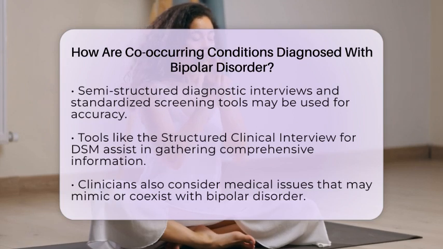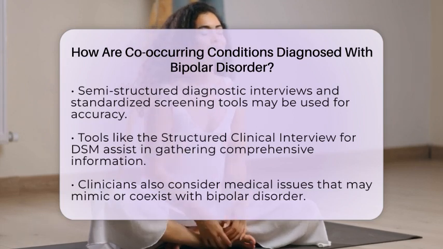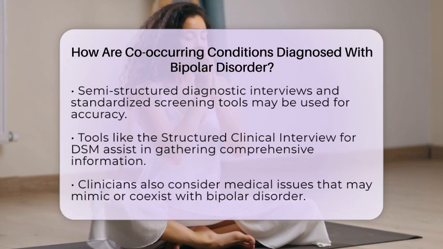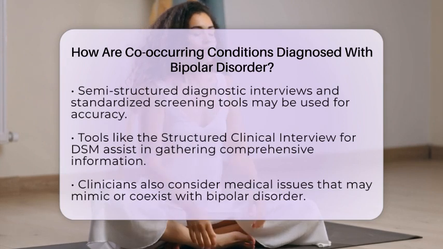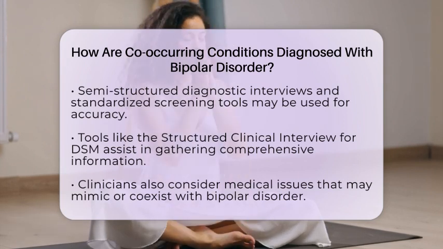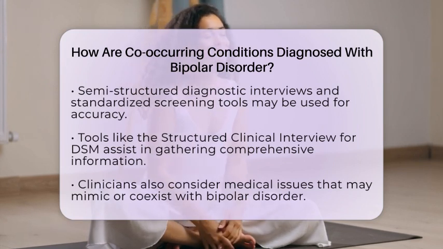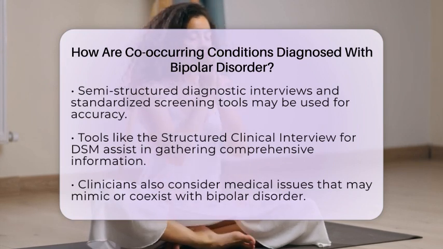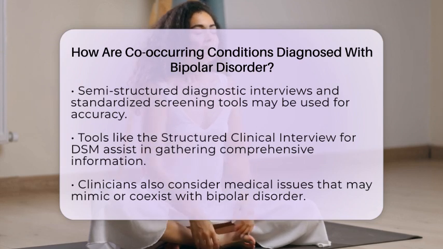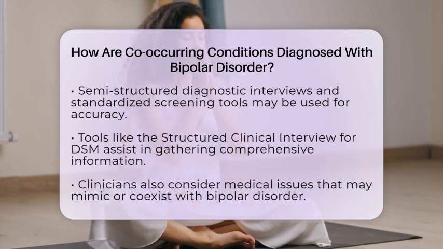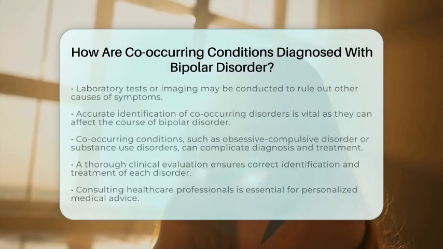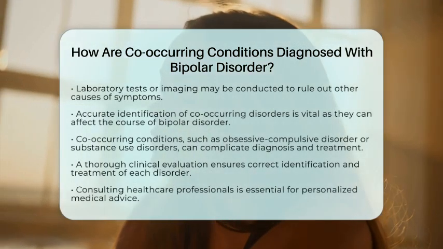Accurate identification of co-occurring disorders is essential because they can influence the presentation and course of bipolar disorder. For example, having bipolar disorder along with obsessive-compulsive disorder may lead to a more severe course and greater impairment. Similarly, co-occurring substance use disorders can complicate both diagnosis and treatment.